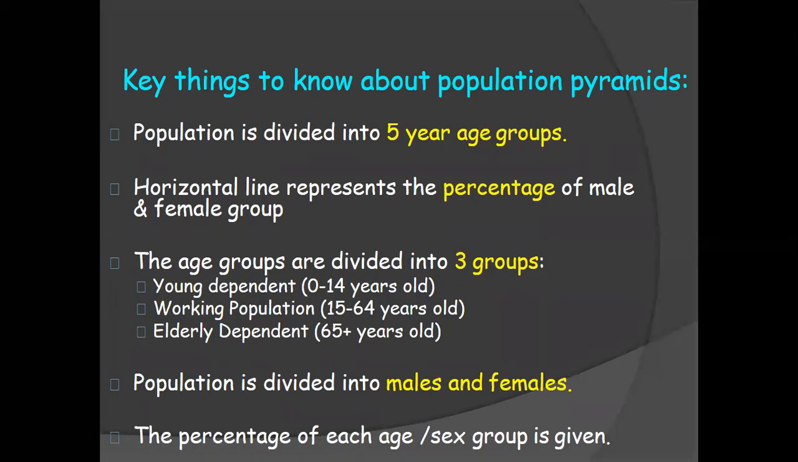Hi everyone. In today's class, we discuss the key things to know about population pyramids.